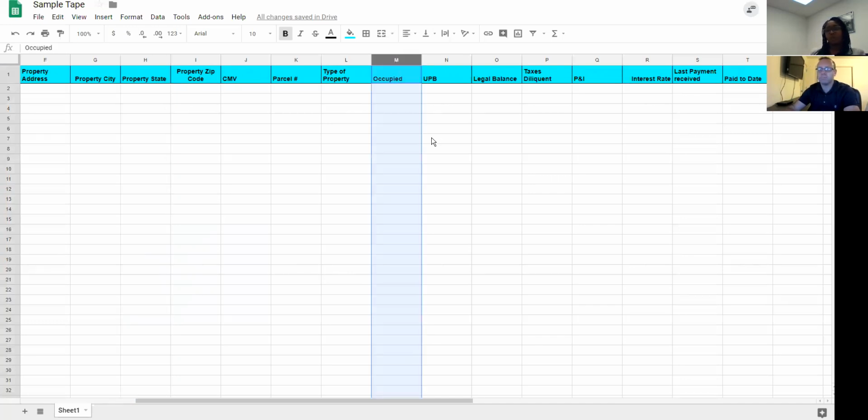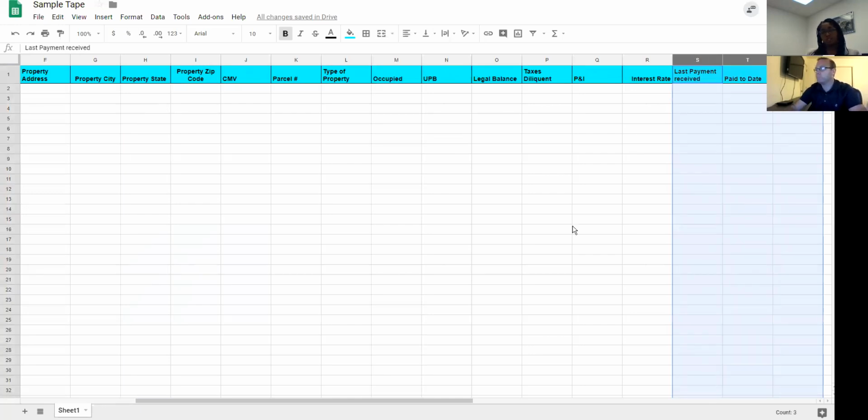We will review the last payment received, paid to date, and the next payment due date. What does this mean, and how does this affect our bid, keeping in mind the statute of limitations? We'll also be talking about property value.